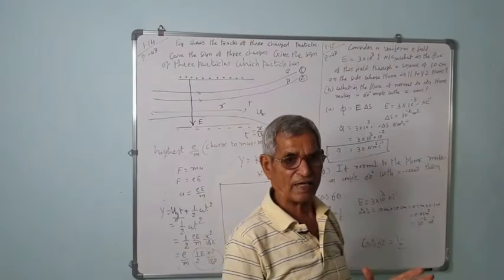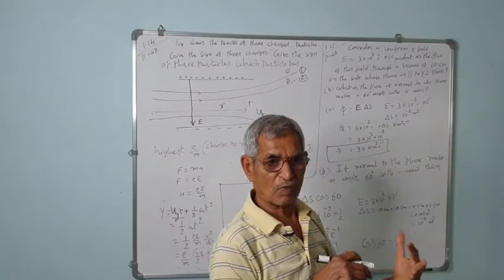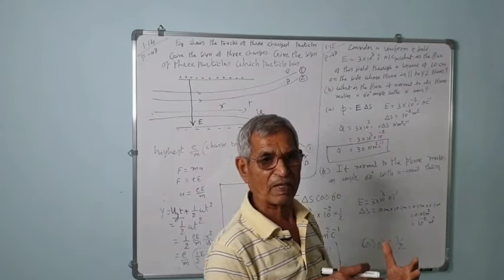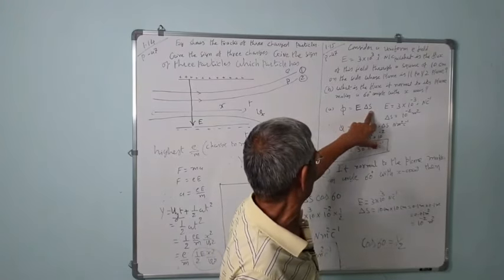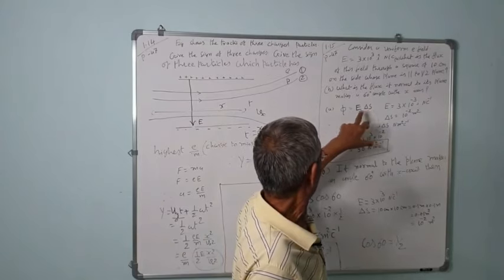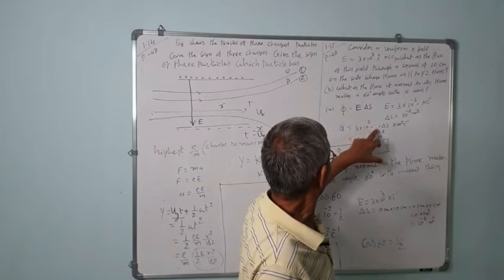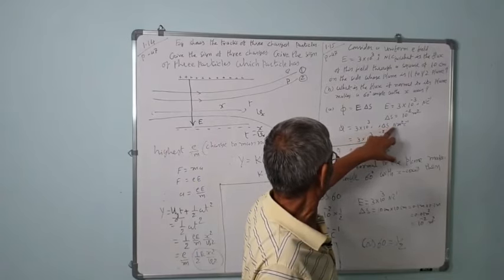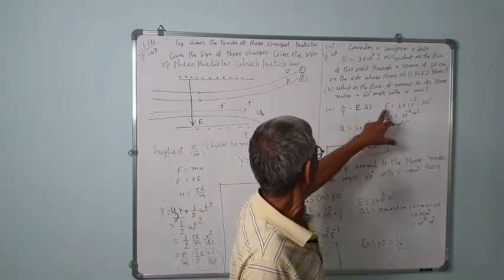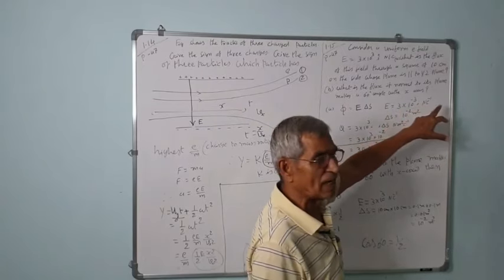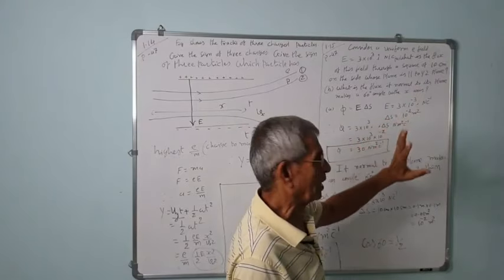Now, the plane is parallel to the YZ plane, that is, it is perpendicular to the x axis. So the normal will also be along the x axis. So E will be parallel to the normal, that is the area vector. So phi is equal to E dot delta S, angle is 0, correct? Both are in the same direction. So phi is equal to 3 into 10 to the power 3 i dot i delta S, Newton meter square per Coulomb. E is this value, delta S is this value. So E is equal to 3 into 10 to the power 3 i, that is along the x axis, Newton per Coulomb, and delta S is also along the x axis, that is i delta S.